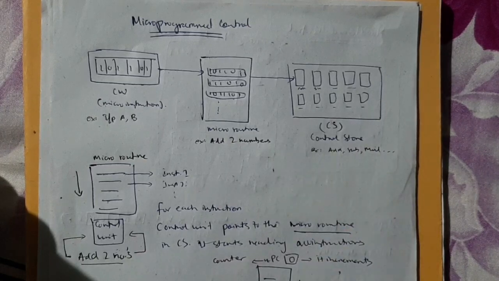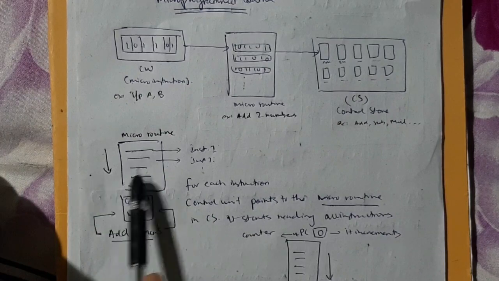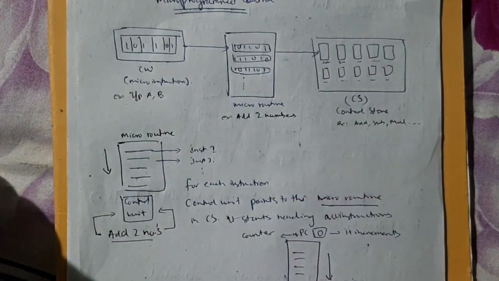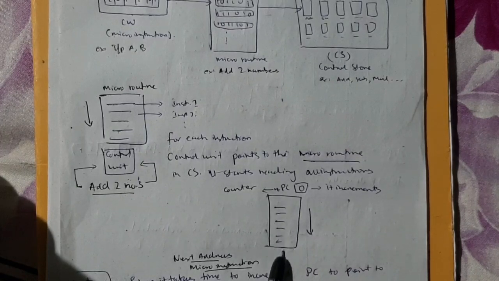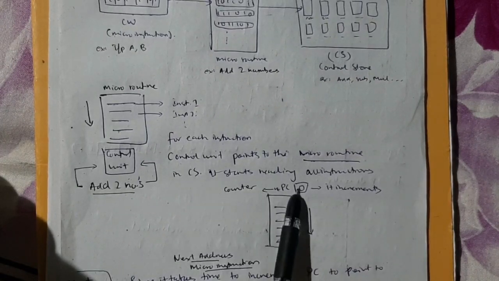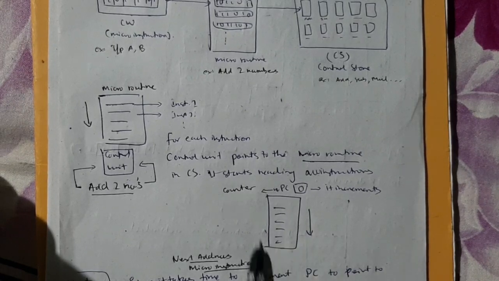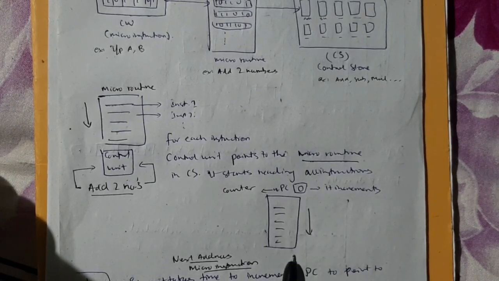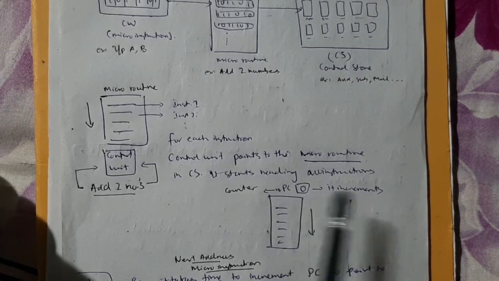Now suppose I need to add 2 numbers. What do I need to do? I need to go to the micro routine for adding 2 numbers. Then the instructions will be executed in this fashion. It will start from here, all the instructions will be executed, and a counter will count how many instructions have been executed. If it reaches the end, this counter will stop. That is known as the micro counter.